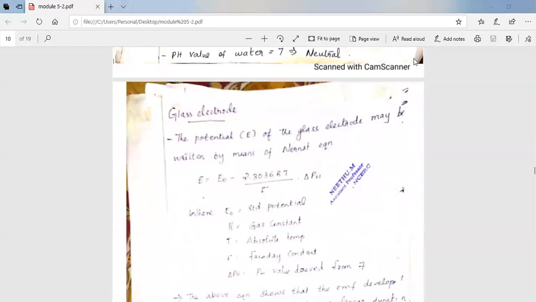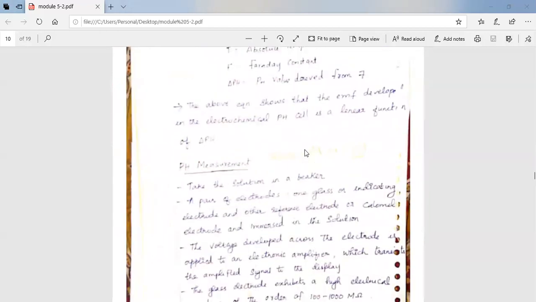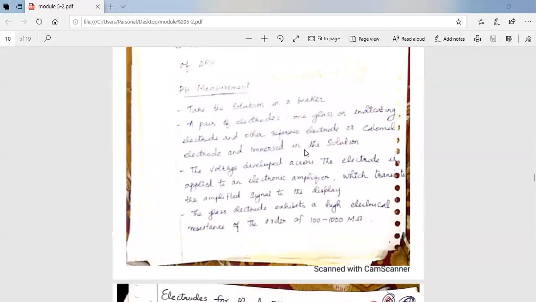So for this, we just consider a glass electrode. The potential E of the glass electrode is represented as E is equal to E0 minus 2.3036 RT by F into delta pH. Now we can explain the pH measurement, how we can measure pH by using a blood gas analyzer. There are three measurements: pH measurement, PO2 measurement, and PCO2 measurement. First is pH measurement.